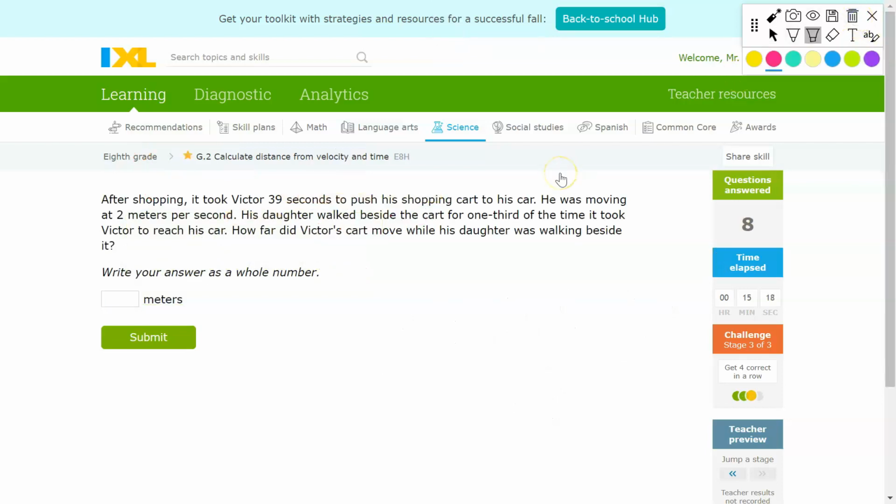So this one, Victor, 39 seconds. He was moving at 2 meters per second. His daughter walked beside for 1/3 of the time. 1/3 of the time. Okay, so this is once again your time. This is once again your speed. This here, 1/3 is 1/3. And we're talking specifically about the time here, okay?